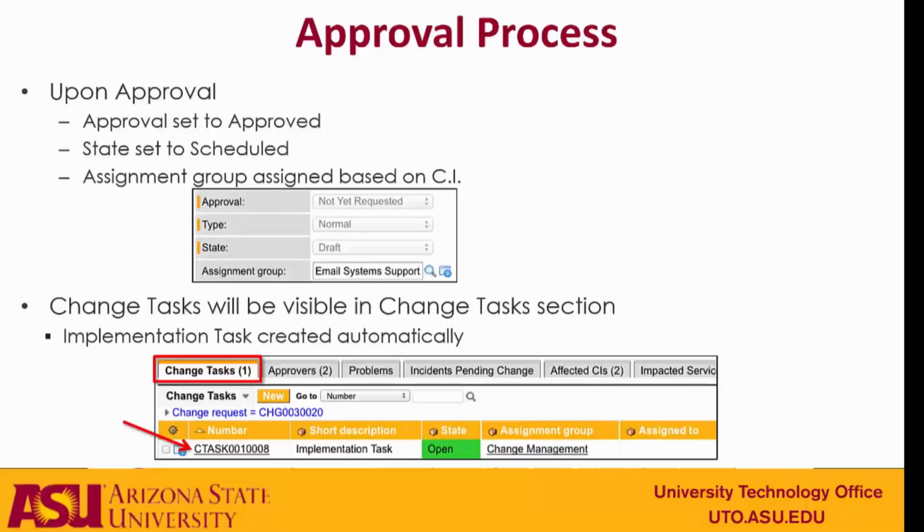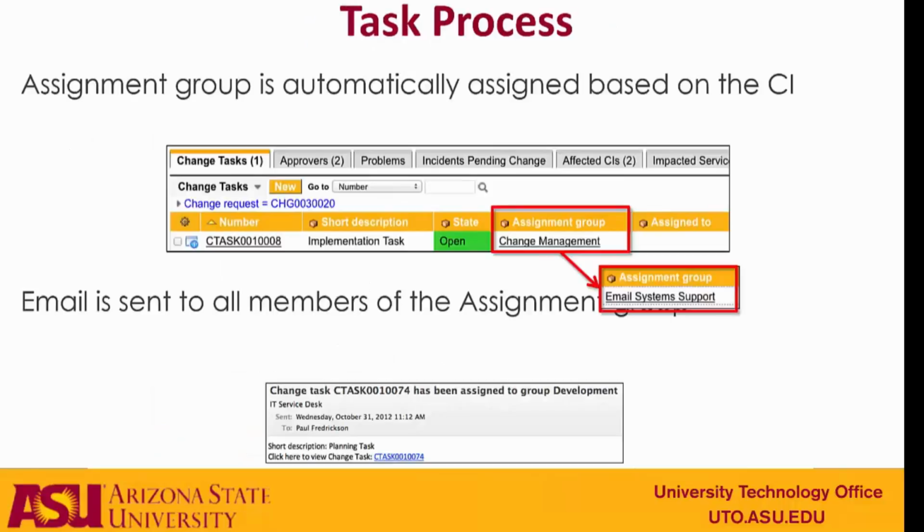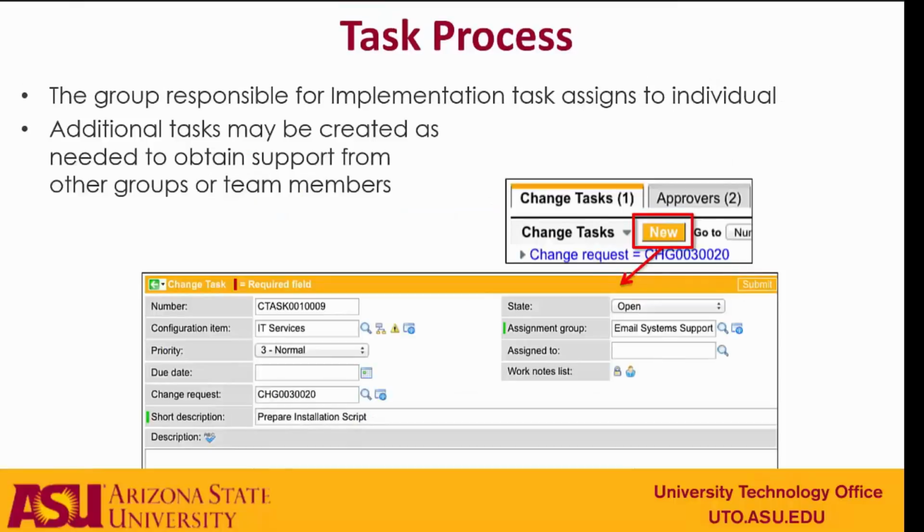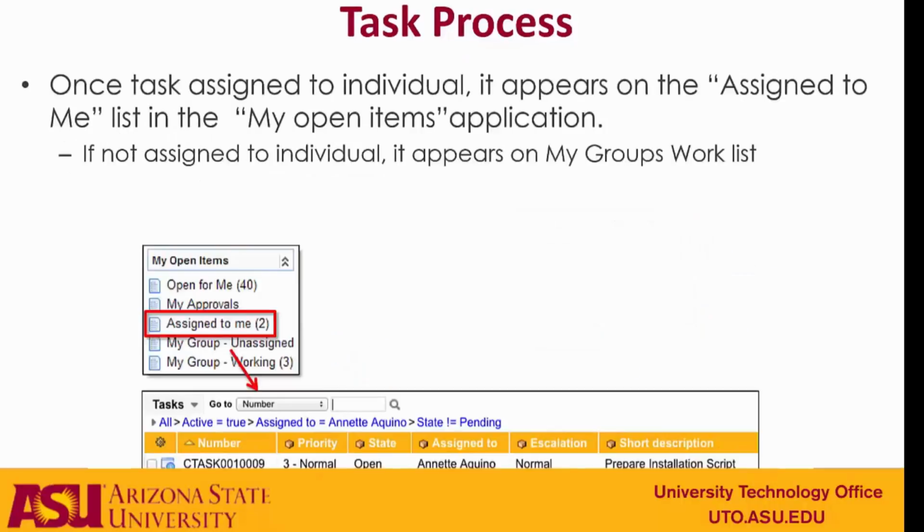A change implementation task will be added to the record. This is the item that will be completed to tell ServiceNow that the change has been successfully completed. The assignment group for that task is assigned based on the configuration item, and an email is sent to everyone in that group. Someone from the group can open the task and assign it to an individual. That individual will be able to see it in the Assigned to Me list on My Open Items in ServiceNow, and they'll also get an email.